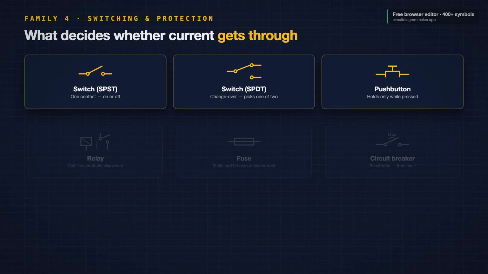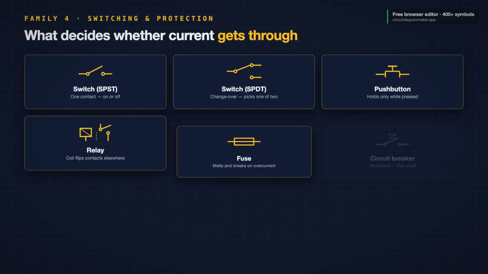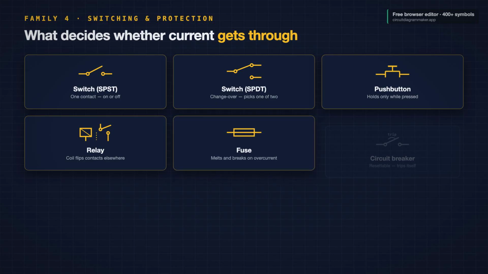Give the lever 2 contacts to choose between, and it becomes an SPDT, a changeover switch like the ones in 3-way lighting. A push button is a switch that only holds while you press it, a little plunger over a gap. Then the relay, a coil that, when energized, magnetically flips a set of contacts somewhere else. One small current controlling a much bigger one.